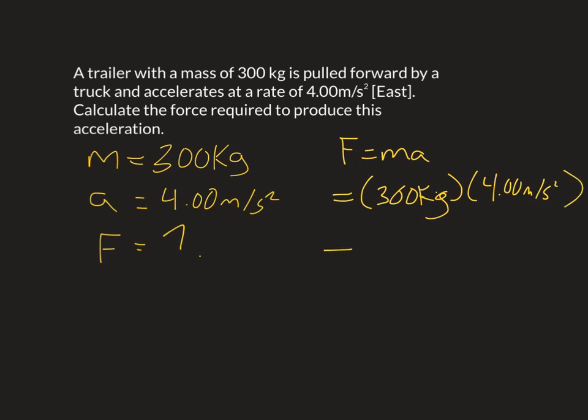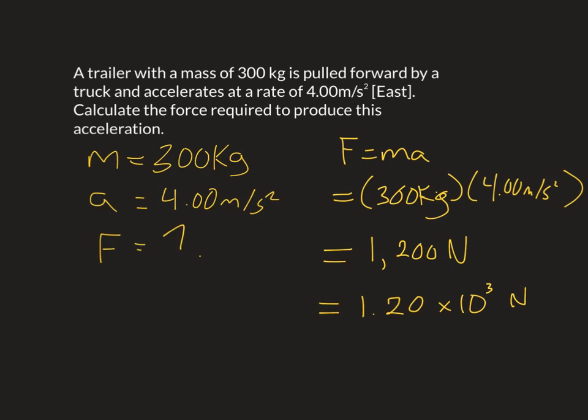When I multiply those together, I'm going to get 1,200 newtons. Remember that newton is the unit for force. And then as per always, we're going to check our significant digits. Here I have 4 digits, but both of my original numbers had 3. So I'm going to need to round this. And to do that, I'm going to have to use scientific notation. So I'm going to rewrite this as 1.20 to give me my 3 significant digits times 10 to the power of 3 newtons. All right, that's it.